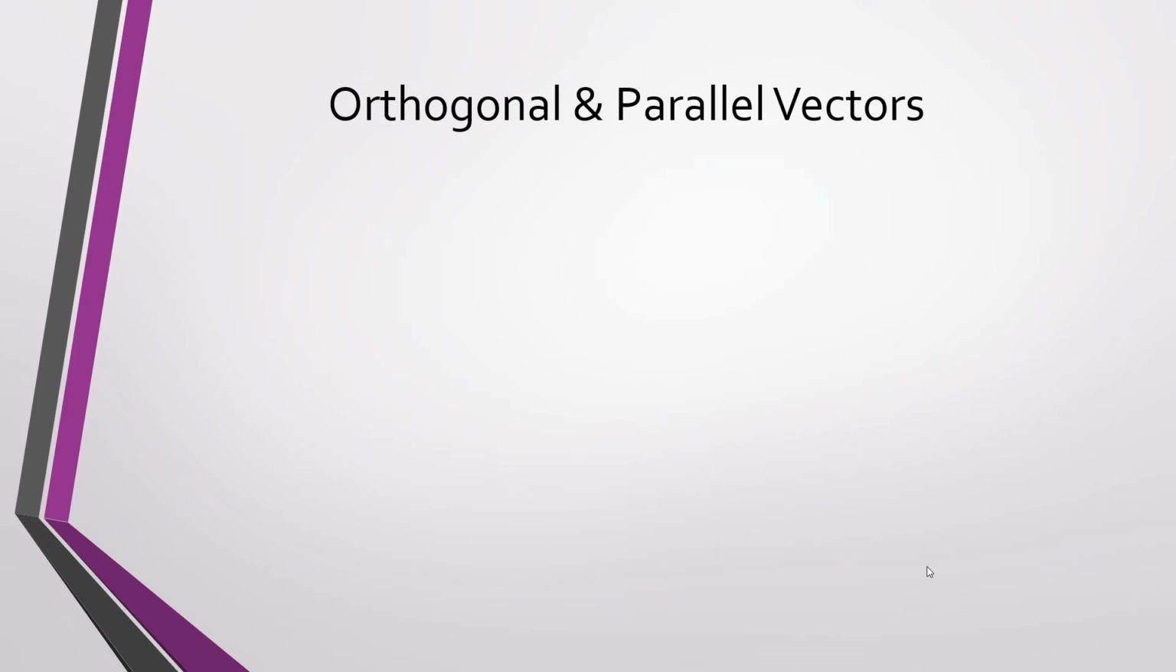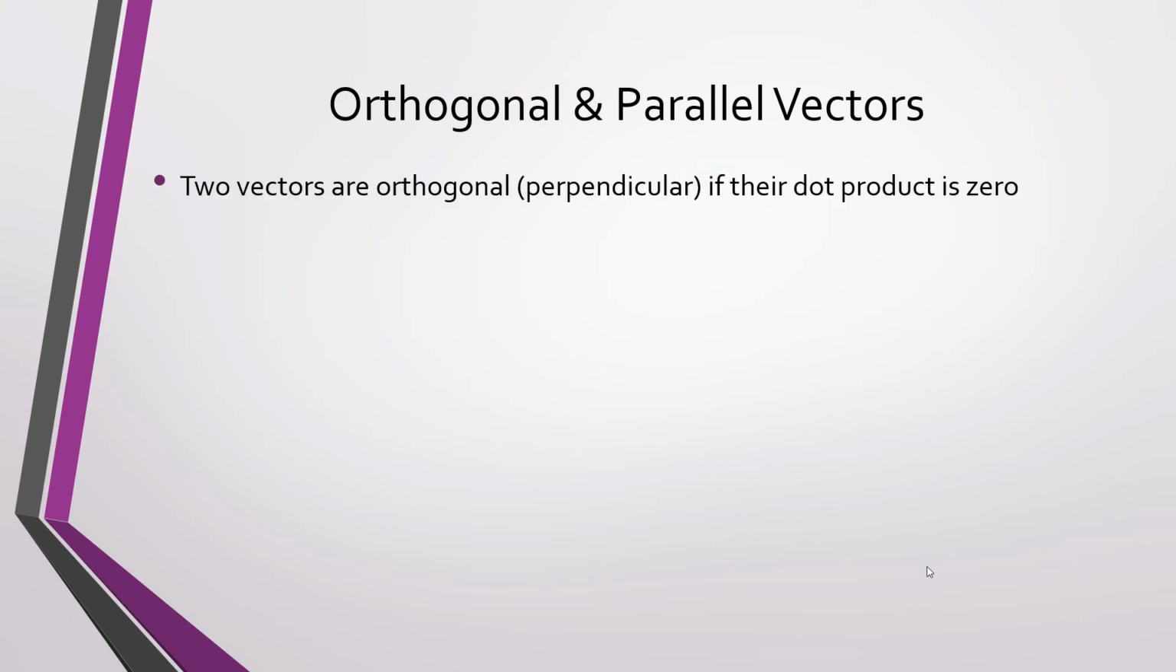Next up, orthogonal and parallel vectors. Two vectors are orthogonal, which is kind of another word for perpendicular, if their dot product is 0. Now, orthogonal, if you go on to take some future math classes, it's kind of considered a better word than perpendicular because it applies to a lot more situations.